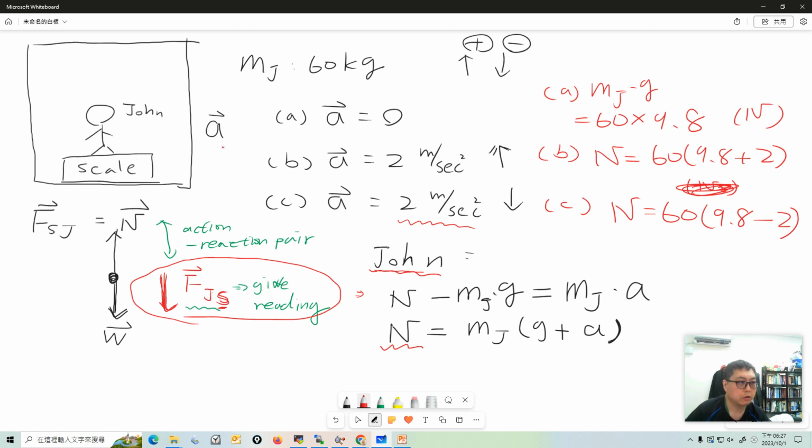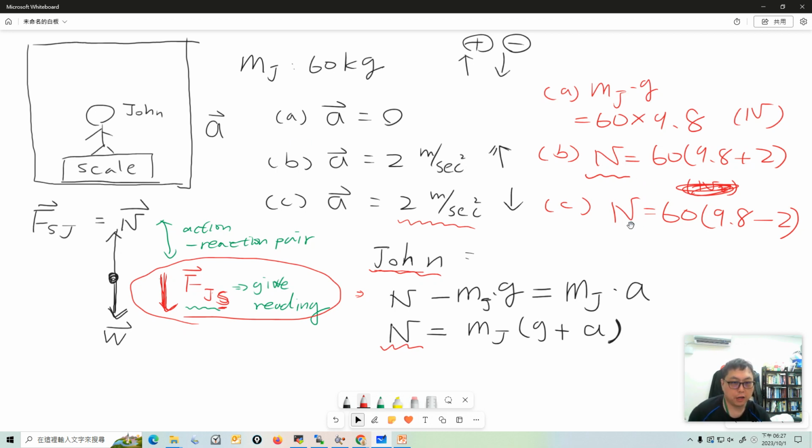So when the elevator goes up with acceleration, the reading goes up, and when the elevator goes down with acceleration, the reading goes down. I think you feel it when you take the elevator, right? This really makes sense.